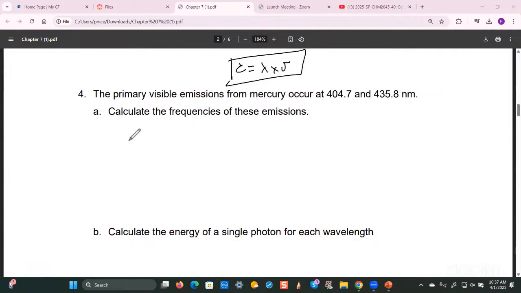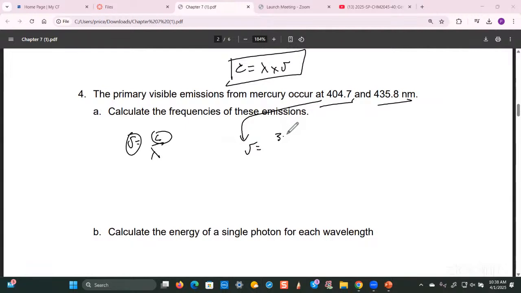Based on this equation, nu is equal to c divided by lambda, right? So we need to calculate this for each of these wavelengths. So for the first one, nu is equal to what? But we have to start with c first, right? Yes, I'm starting with the 404.7.